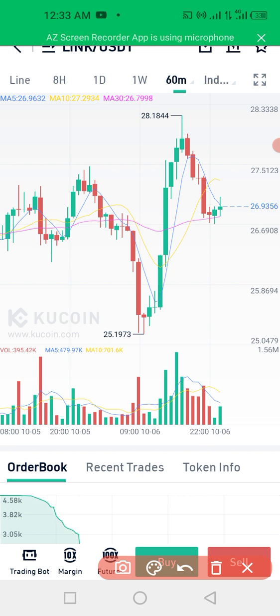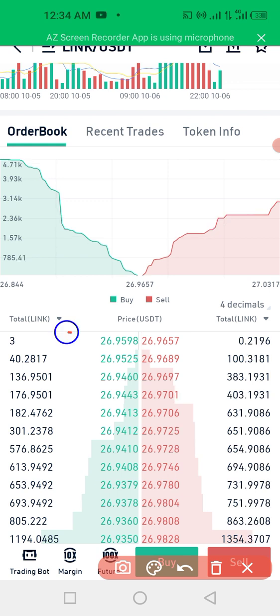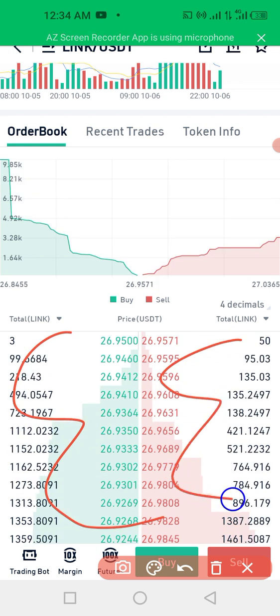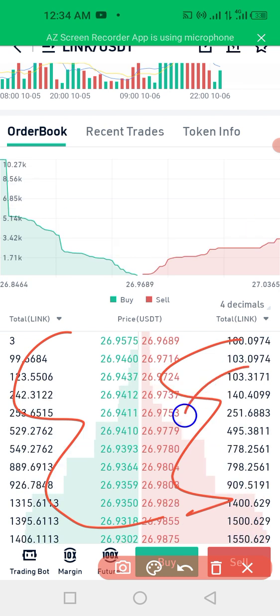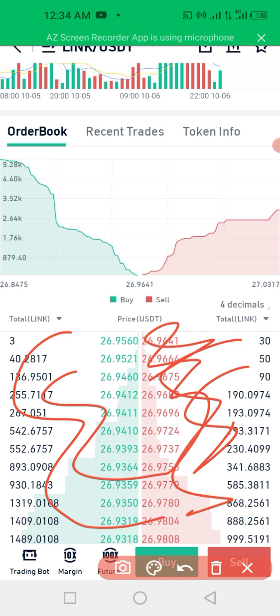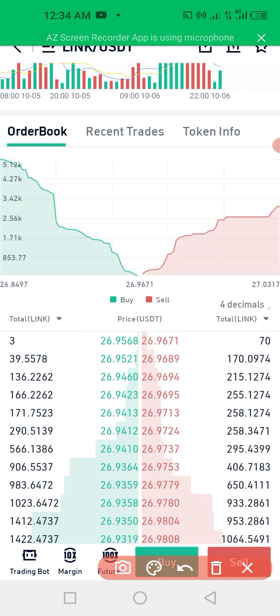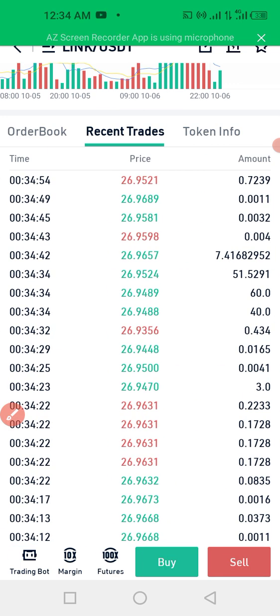Once you click on the link slash USDT to take you to this page, if you scroll down, you'll see all this stuff you're seeing here is just the buyers and the sellers. Some people are trying to buy at this price, some people are trying to sell at this price. That is why you see the market moving, changing direction. That is what they call the order book. Now if you click on recent trades, you will see the recent trades that have been going on in the market.